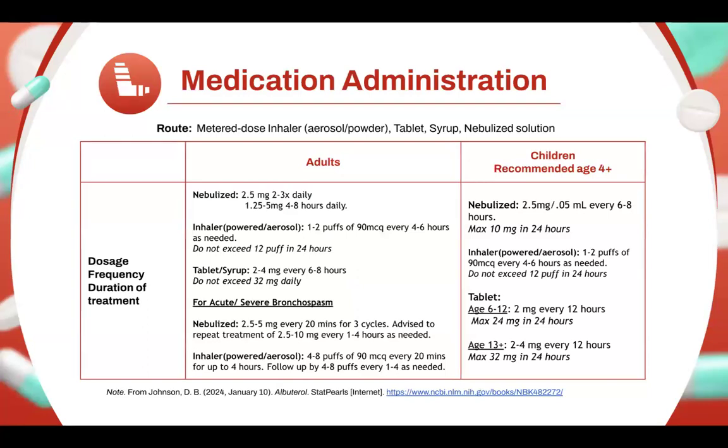Medication administration. For the route, there are different types. The most commonly used is the metered dose inhaler, aerosol, and powder. Other options are also tablets, syrup, and nebulized solution. For this presentation, we have the table of common dosage, but we'll talk mostly about the inhaler because it's the most common use. For adults and children, it is usually just 1 to 2 puffs every 4 to 6 hours as needed, but you should not exceed 12 puffs in 24 hours.